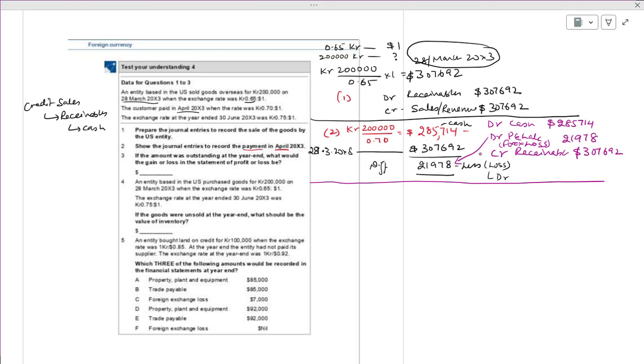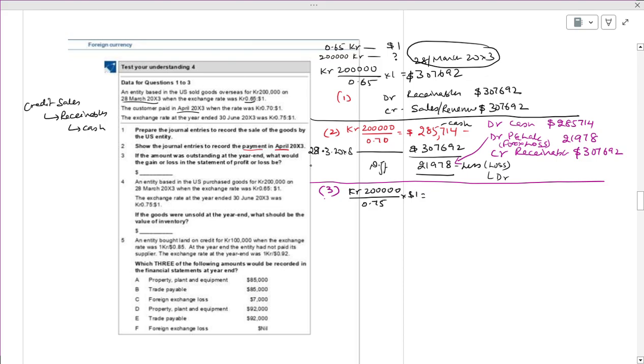Yes, here, doctor. Point number 3. If the amount is outstanding at the year end, what is the gain? Only when it is outstanding, we have to take the difference. First you have to calculate what is outstanding. KR is equal to 200,000 divided by the value at 30th June, 0.75, into $1.